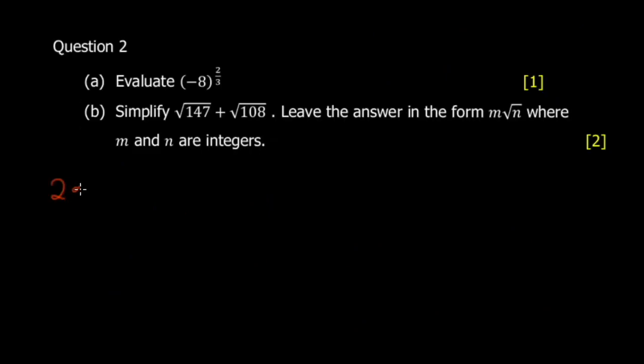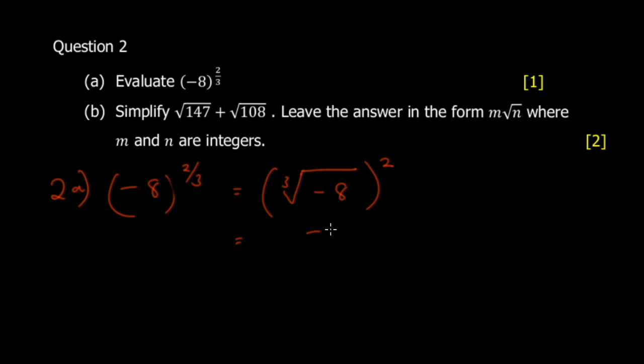Question 2 says evaluate -8 to the power 3/2. So how do you do this? We actually did a similar question in the June 2020 paper. And here, let me just correct this real quick. This one was supposed to be 2/3. So here we say that our denominator comes here, and then our numerator is the power, and then you just replace. So in -8, the cube root of -8 is -2.